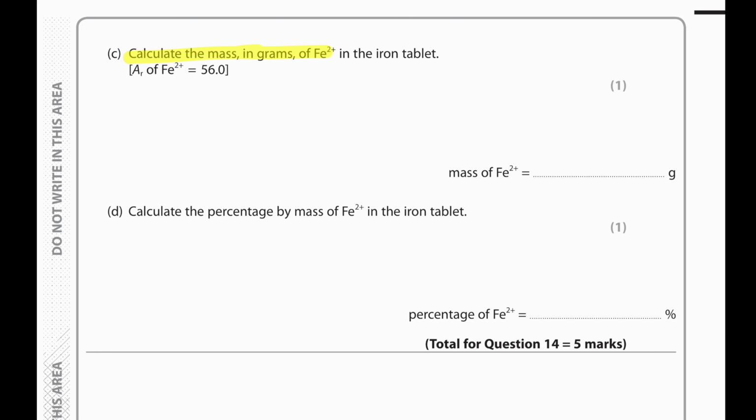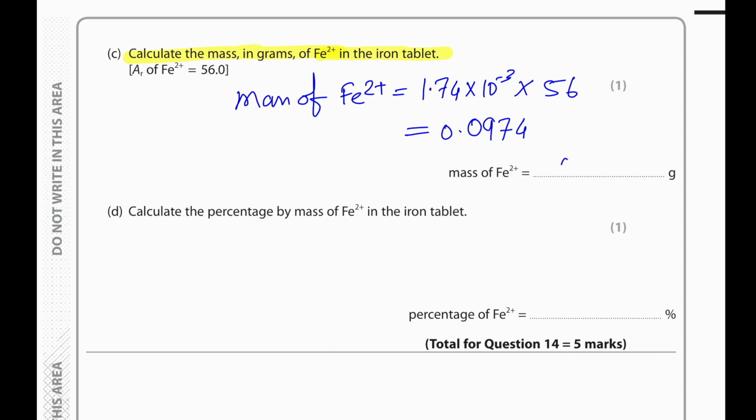Calculate the mass in grams of Fe2+ in the iron tablet. So we will find out the mass of Fe2+ by multiplying the number of moles with 56, and our answer should be 0.0974 gram. Calculate the percentage by mass of Fe2+ in the iron tablet.